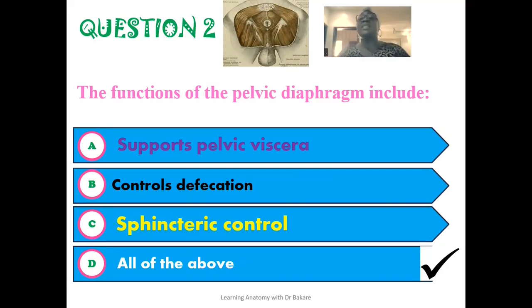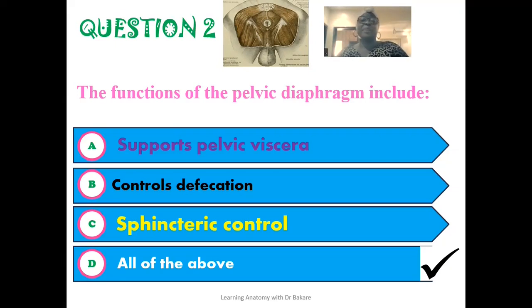We know that within the pelvic floor, the pelvic diaphragm, we have the rectal hiatus. And it is through this rectal hiatus that the anal canal will pass. And of course, around this region, it's also helping to control the process of defecation.